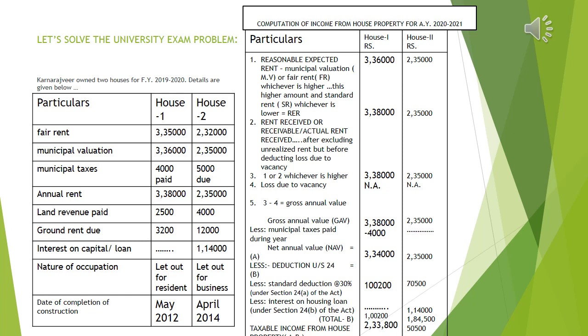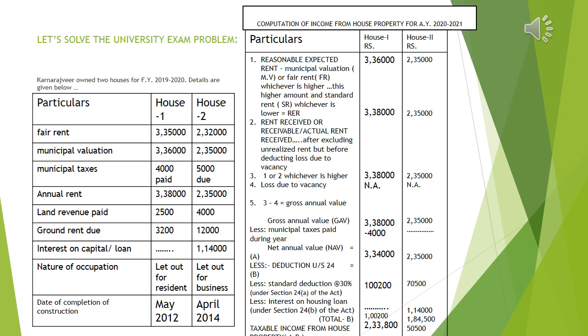So let's see the right hand side, the solution. We'll use our brilliant key and brilliant format. First step is reasonable expected rent. Here MU or FR whichever is higher, and the higher amount and standard rent whichever is lower, is equal to reasonable expected rent. So for the first house, reasonable expected rent is 3,36,000 and 2,35,000. As standard rent is not given here, we have considered the higher amount from municipal valuation and fair rent.